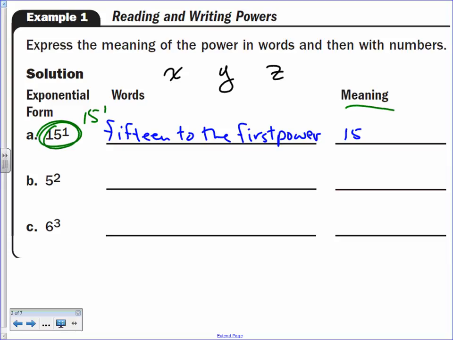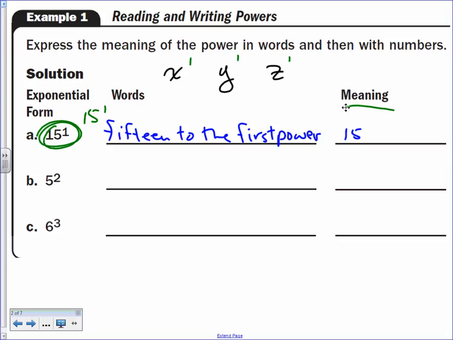Yeah. Okay, same thing with variables. If it doesn't have an exponent or a power, then it's always understood to be what? X to the first power, y to the first, z to the first, and so on and so forth. Is everybody clear on that? Yeah. Okay, write this down, and pay attention to what's going on, because you need to know this later on down the road for algebra 2.